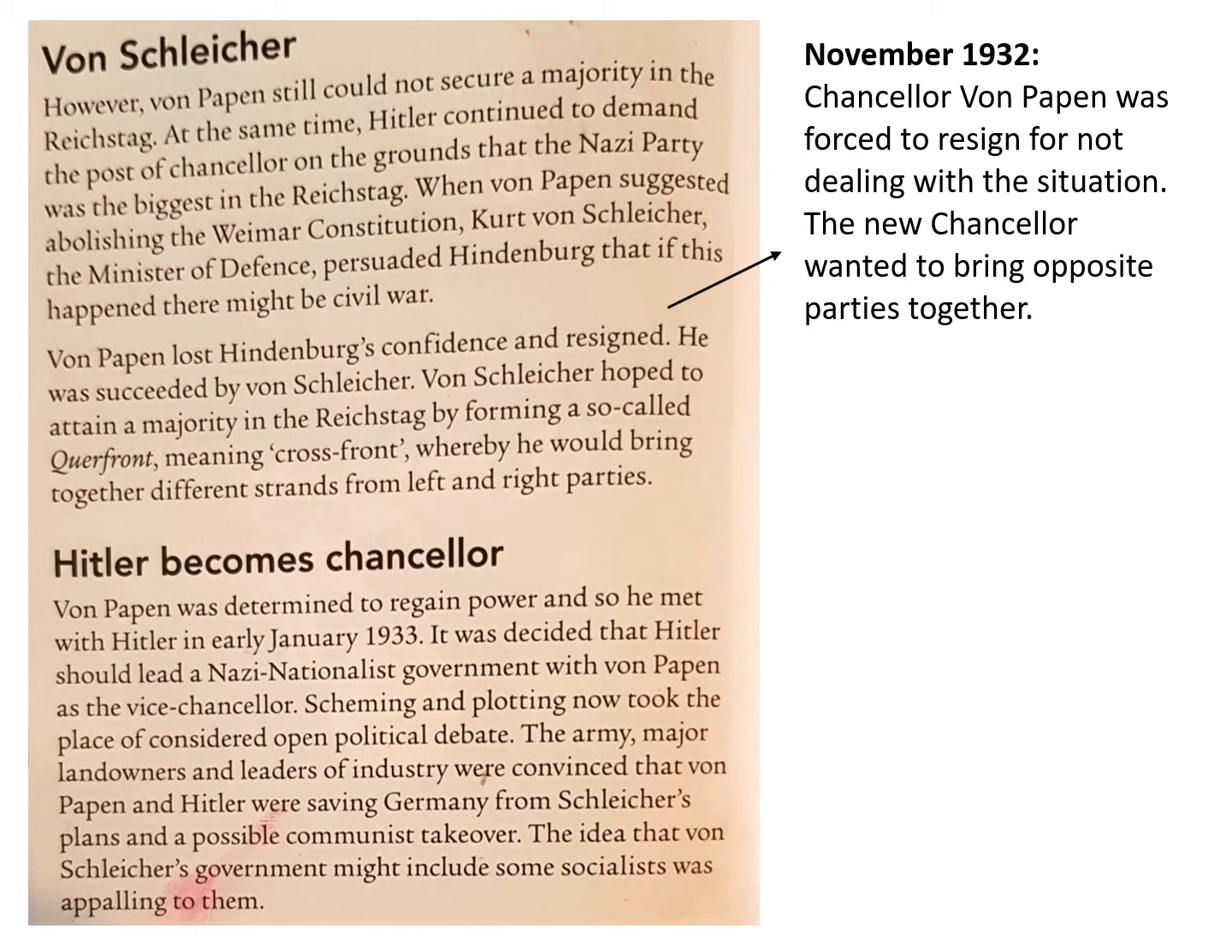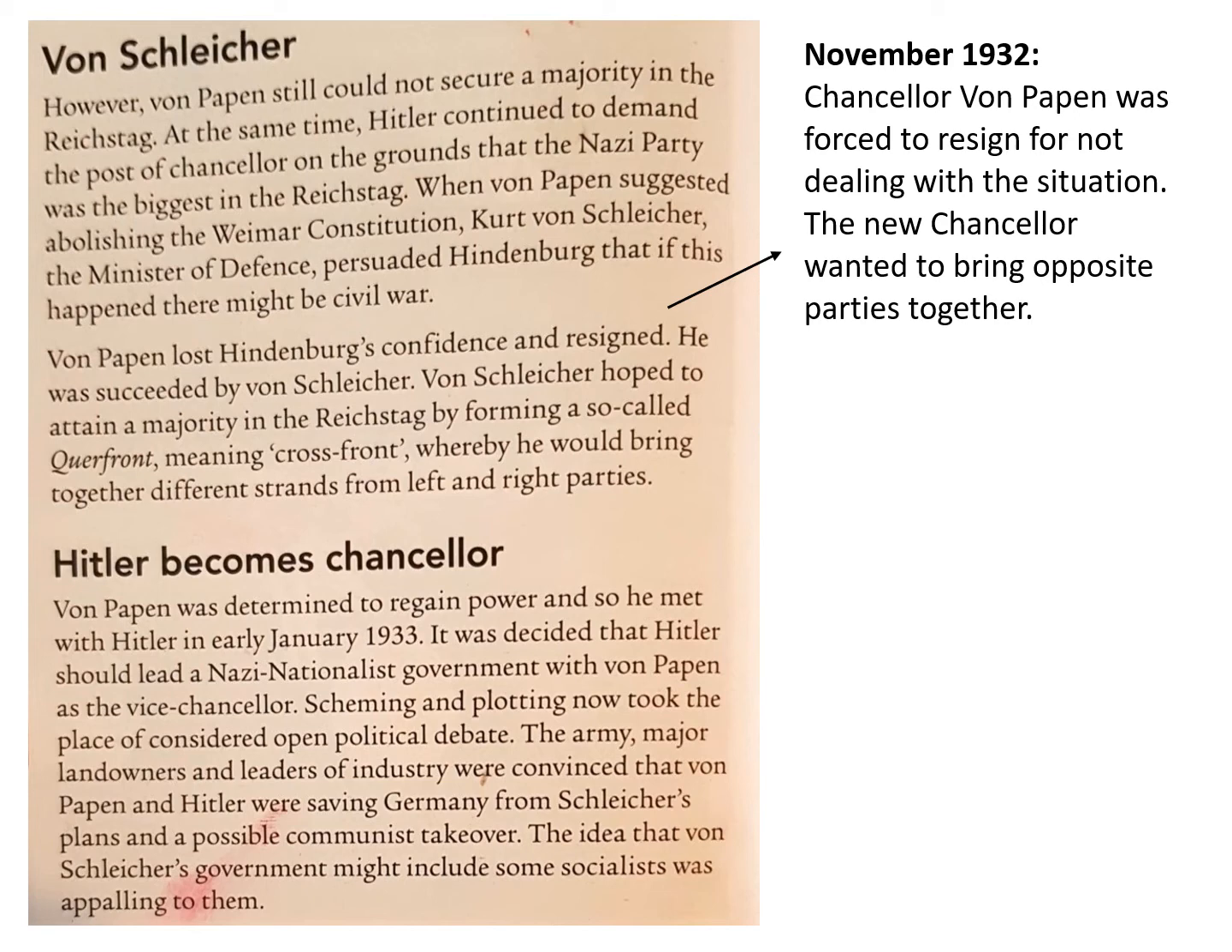Right, this is how I would kind of summarise all that. So November 1932, still on that same month, Chancellor von Papen was forced to resign for not dealing with the situation, is kind of how I would summarise it. The new Chancellor wanted to bring opposite parties together. I think that's kind of how you'd summarise it there. Okay, so again, pause this so you can copy that down, otherwise I'm going to move on.